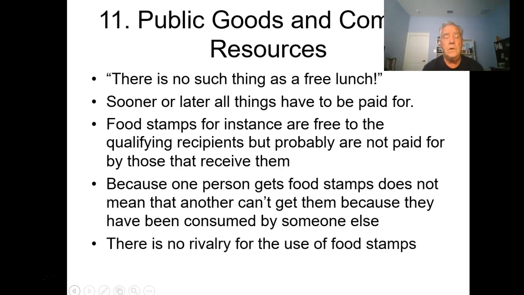So, thinking backwards to food stamps, there is no rivalry for food stamps. In other words, if you get food stamps and you qualify, you're not competing with another person who's qualified for food stamps. They're a government good. They're given to you, goods and services by the government, and you don't have to compete for them. You don't have to bid for them, if you will. You don't have to raise a price for them, if you will. If you're qualified, you get food stamps.